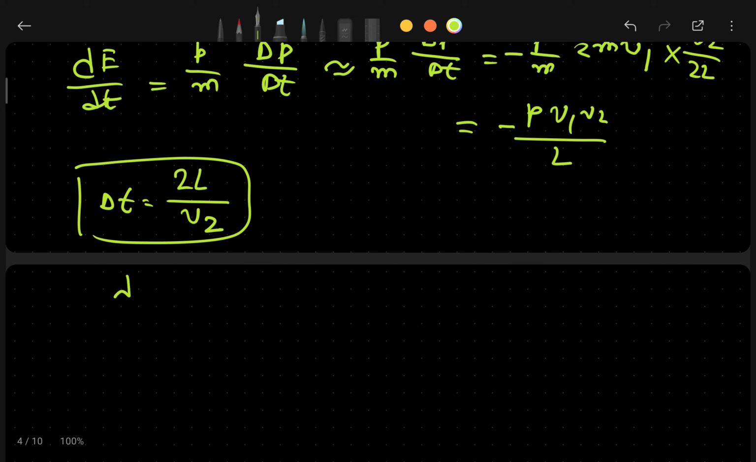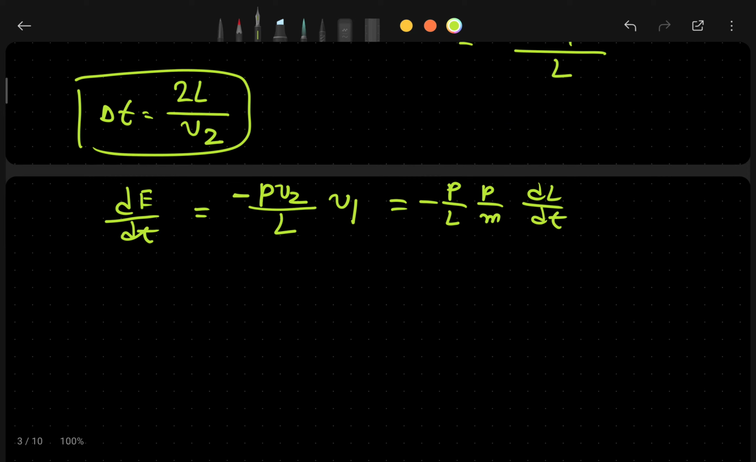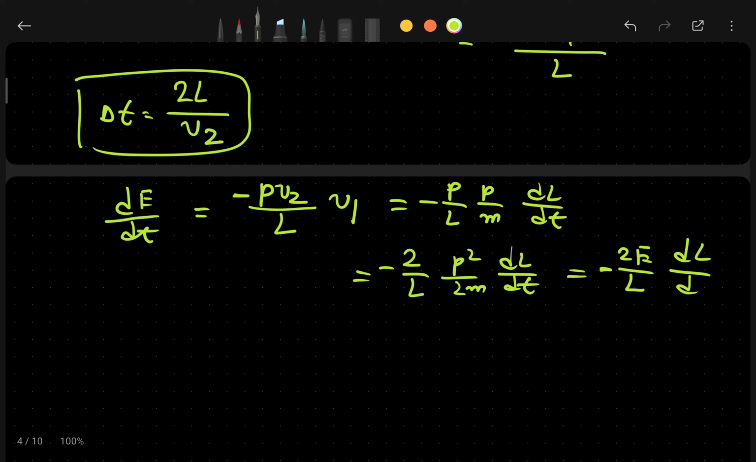As the right wall moves very slowly, dE/dt equals minus p v2 divided by L times v1, equal to minus p/L times p/m dL/dt. So that can be written as 2/L times p squared over 2m dL/dt, equal to minus 2E/L dL/dt, which is the rate of change of the energy of the ball according to classical mechanics.